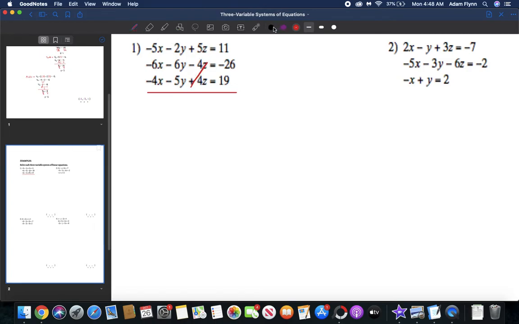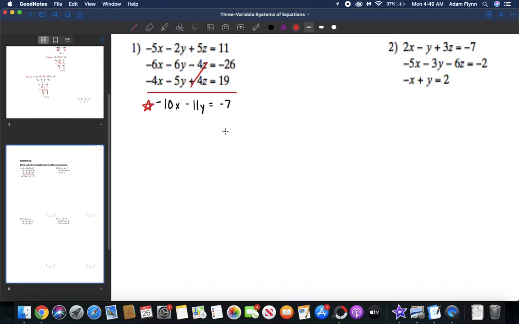they are gone. Negative 6x minus 4x is going to be a negative 10x. Negative 6y minus 5y is negative 11y. And negative 26 plus 19 is going to be a negative 7. So I now have an equation in terms of x and y. I'm going to put a star next to this so I don't forget about it.